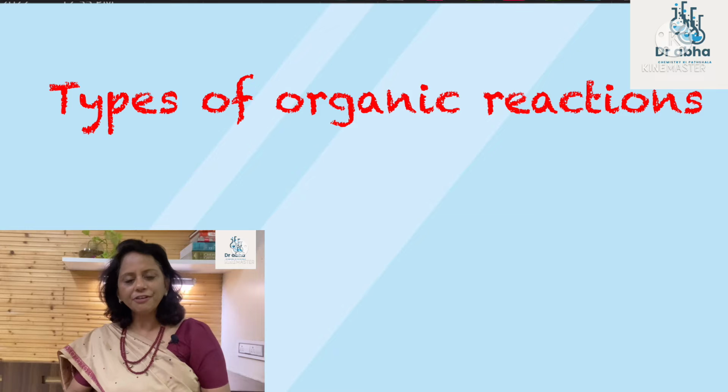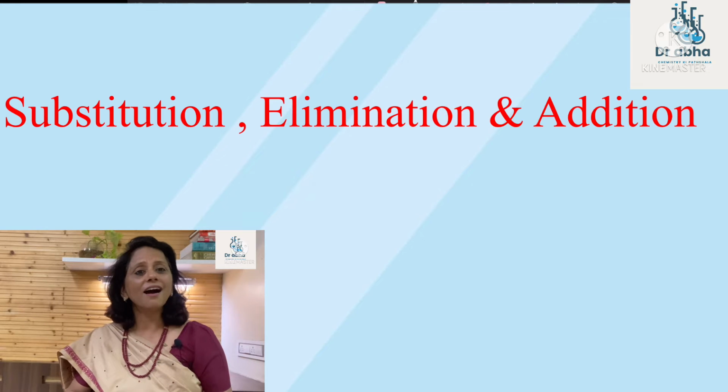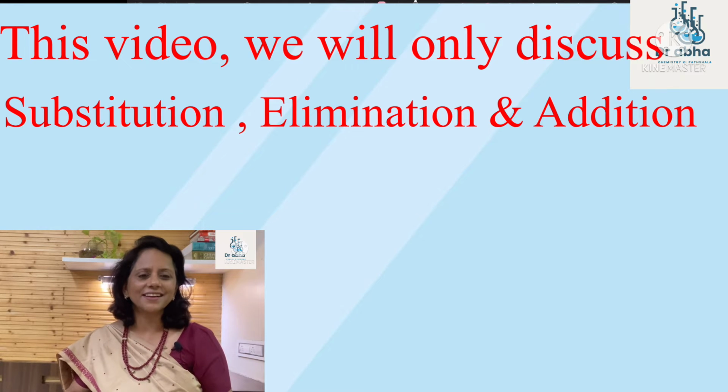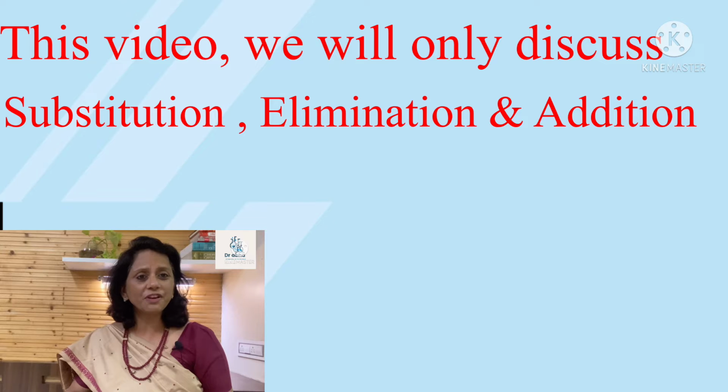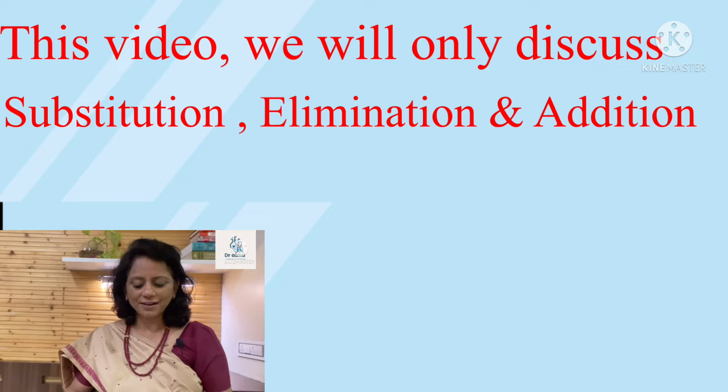So the different types of chemical reactions which we generally study in organic chemistry are substitution, elimination, addition, molecular rearrangement, oxidation and reduction. There are a few other specific reactions also, but I will only be covering the general reactions of substitution, elimination and addition. So we are going to talk about only these three.